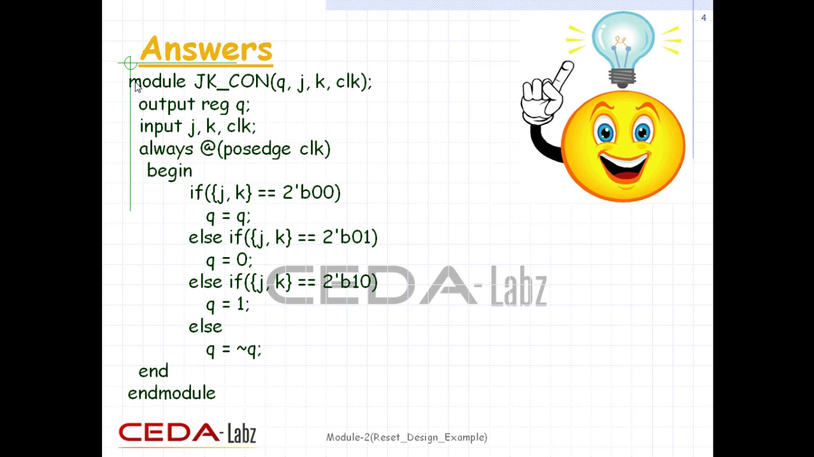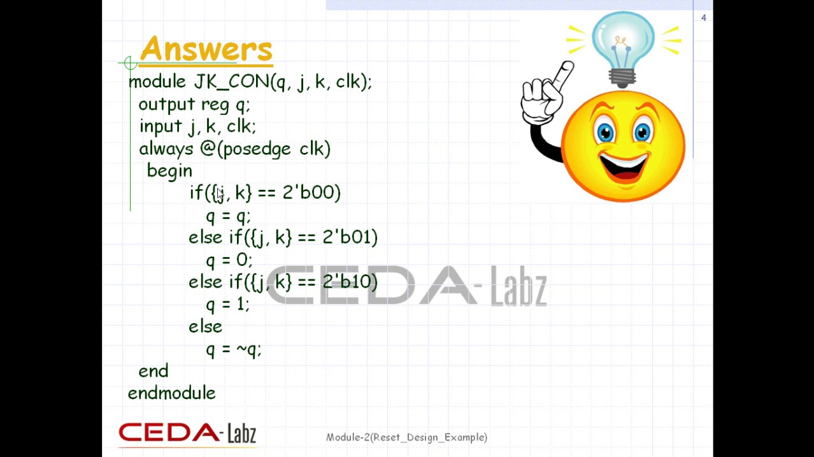We will start with module name followed by port list, which is followed by port declarations. Then comes the always block followed by sensitivity list. As flip-flops are sequential circuits, and we are assuming it to be positive edge triggered, the event will occur only on the positive edge of clock. Followed by begin, we will start with the first condition using nested if statements.